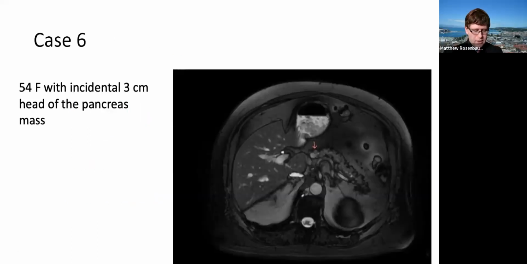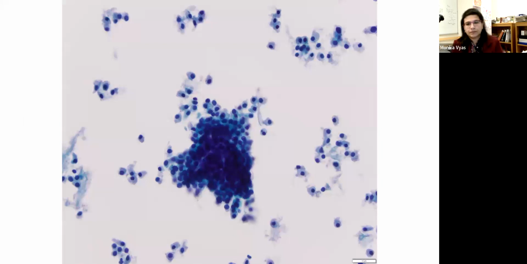Moving on to case 6, a 54-year-old woman with an incidentally discovered 3-centimeter head of pancreas mass. You can see it right there in the middle with the arrow. They got cytology on this, so we do have the FNA results. So this is a relatively characteristic case.